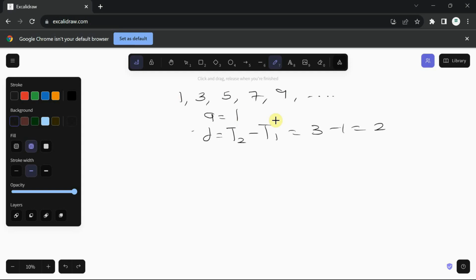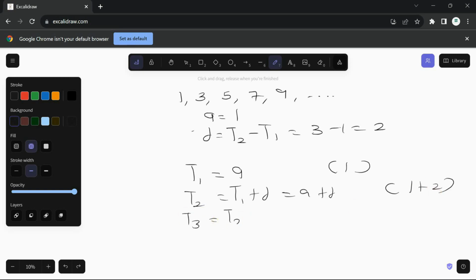Now let's see the progression of what we have. T1, which is the first term, is our A, and that is the value 1. T2 is T1 plus D. We said it is adding the difference to the previous value, and that is A plus D, which is the same thing as saying 1 plus 2. So T3 is T2 plus D, the previous value plus D, and T2 is A plus D, so T3 is A plus 2D, which is like saying 1 plus 2 times 2.